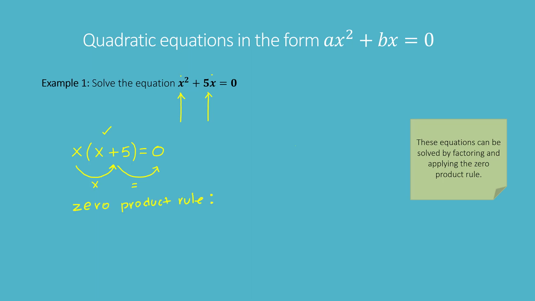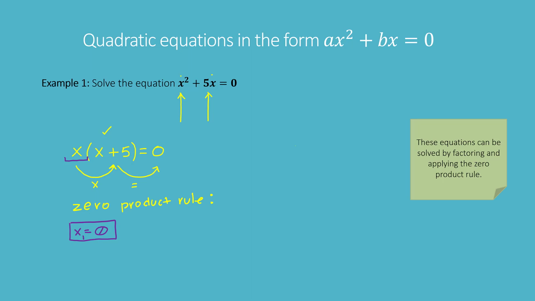When we apply the zero product rule to a quadratic equation, it means that we are going to set equal to 0 each term that we factorized. In this example, our first term is x. So we are going to set x equal to 0. And since the x was by itself, our first solution is 0. We got our answer directly.